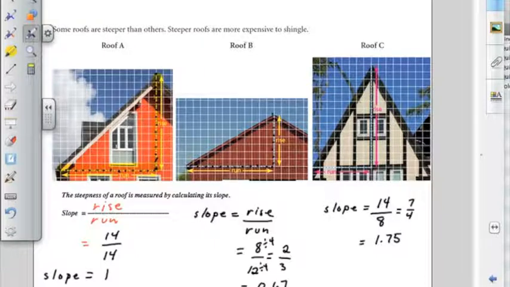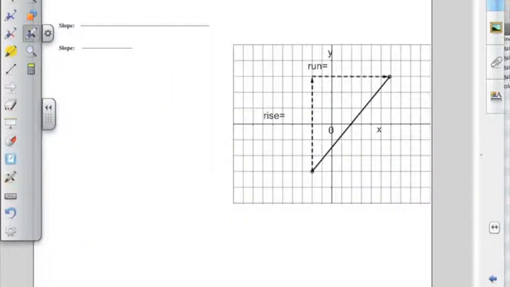Okay? So now, most of us do really have an intuitive understanding of slope. You can see in this diagram here that roof C has the steepest slope. It also has the largest number, okay? And the roof that has the smallest slope is B, and it also has the smallest number. Okay, so smaller slopes are associated with smaller numbers, steeper slopes with larger numbers. All right, we'll go on to the next bit of information.